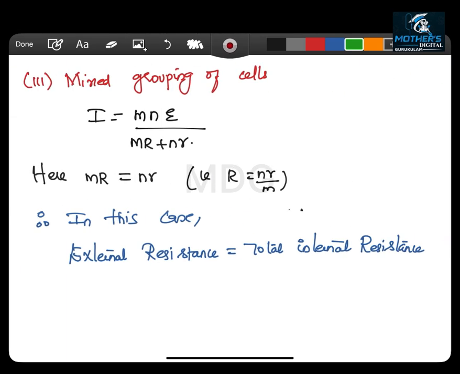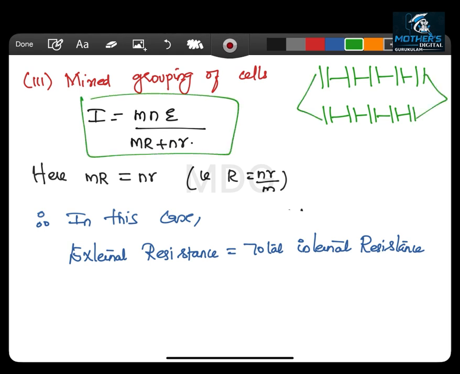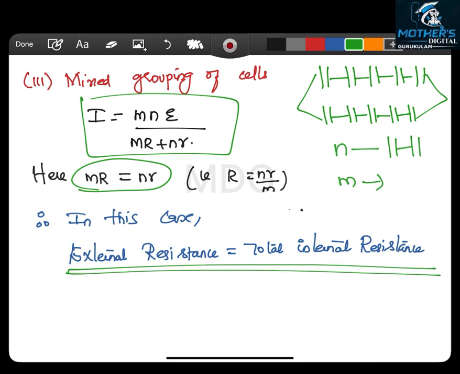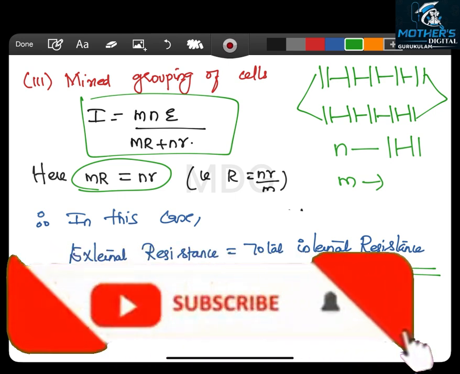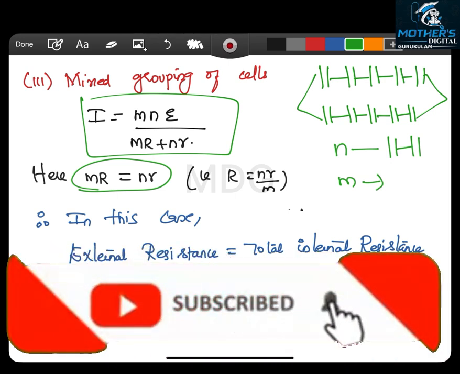The next one is, if you connect the cells in a mixed group of both series and parallel, the formula will be I equal to Mn epsilon by Mr plus Nr. N is the number of cells connected in series and M is the number of cells connected in parallel. In this condition, the internal resistance and the external resistance should be equal in order to draw the maximum current from the cells.